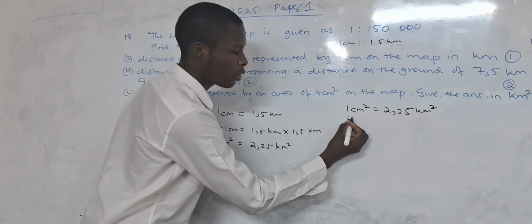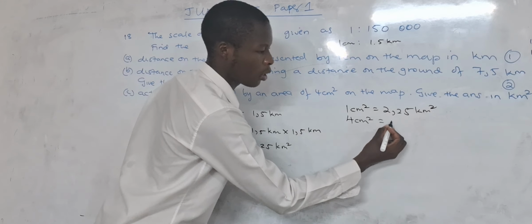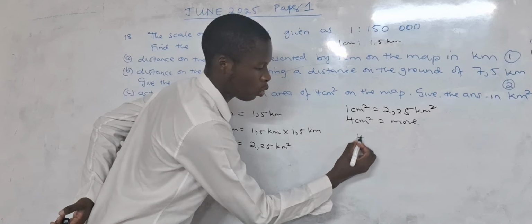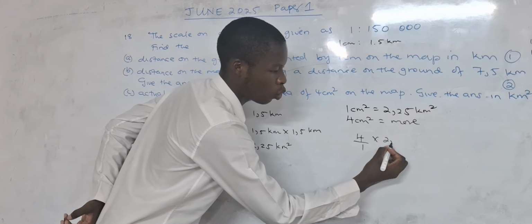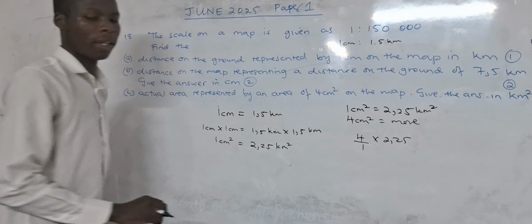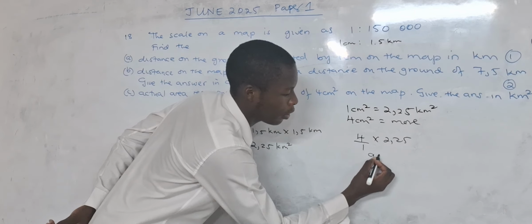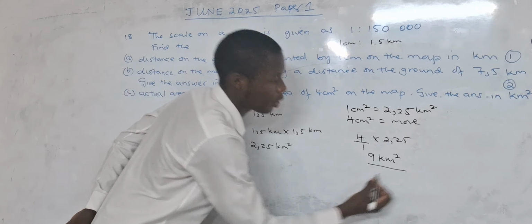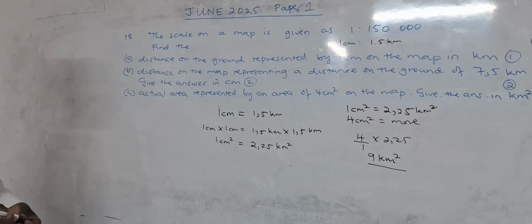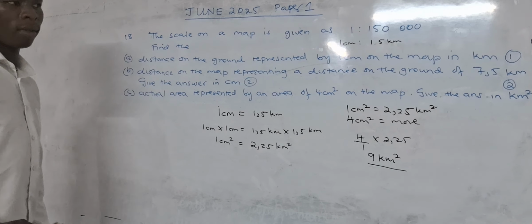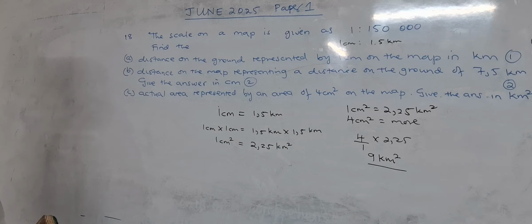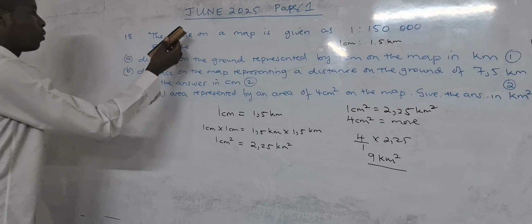What about 4 square centimeters? It will be representing more. So 4 by 1 into 2.25. What is the answer? The answer is 9 square kilometers. So 4 square centimeters on the map is equivalent to 9 square kilometers. Let's move on to question number 19.